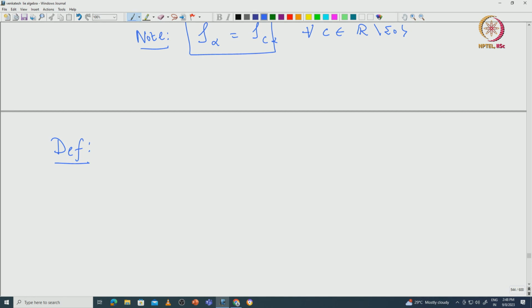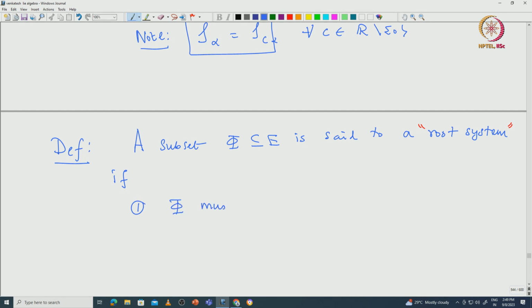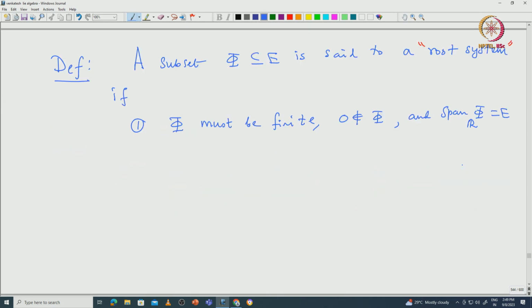We say a subset phi of E is a root system if it satisfies the following conditions. The first condition is that phi must be finite, 0 is not in phi, and the span of phi over the reals must be E. Because this is sitting inside the Euclidean space, it is a spanning set.